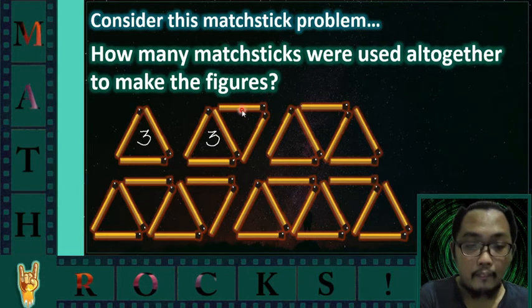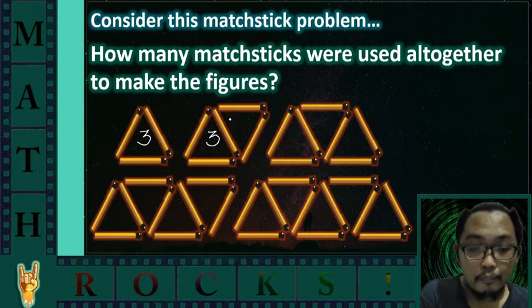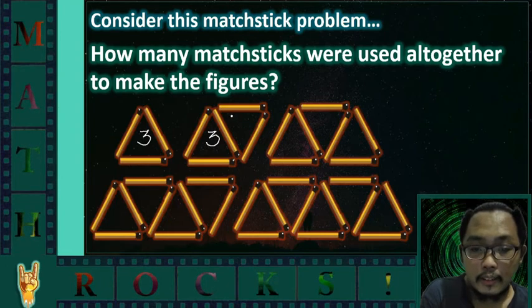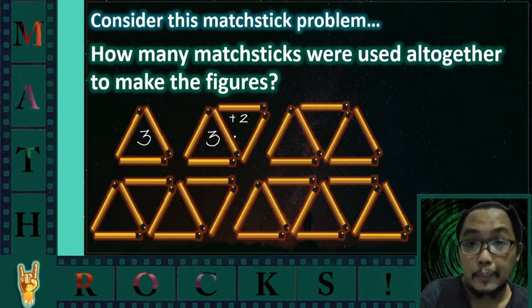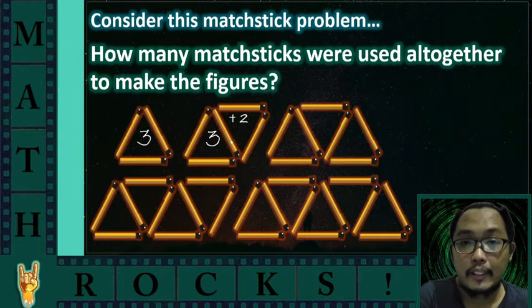Here we have an additional 1 and 2. So let me just write a short note here that we merely need to add 2 more matchsticks to come up with the total of matchsticks used for this specific figure.